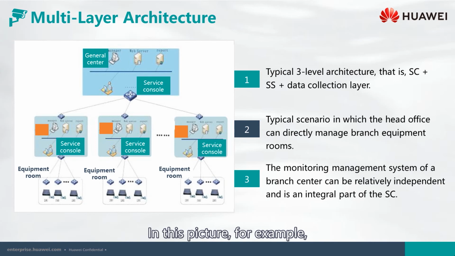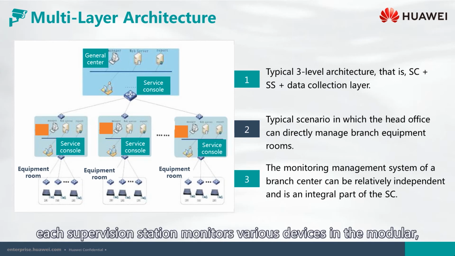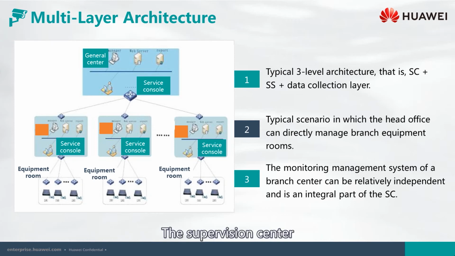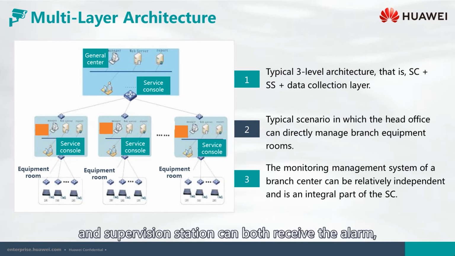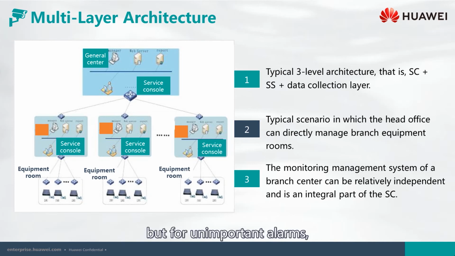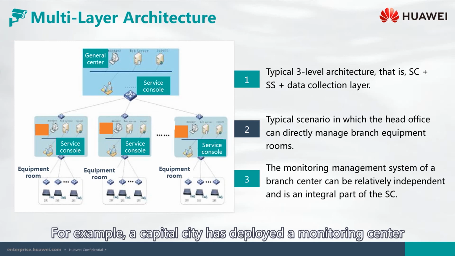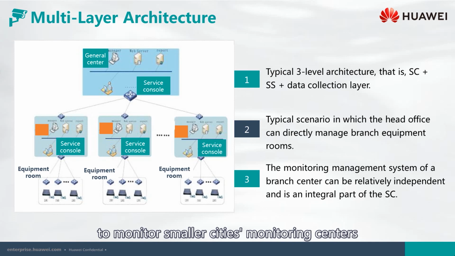In this picture, for example, each supervision station monitors various devices in the modules, and the supervision center can also monitor the supervision stations. The supervision center and supervision station can both receive the alarm, but for unimportant alarms, the supervision station needn't report to the supervision center. For example, a capital city has deployed a monitoring center to monitor smaller cities' monitoring centers and form unified management.